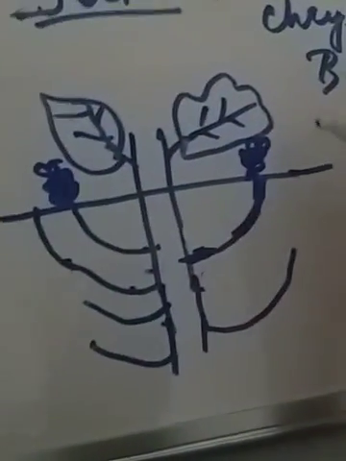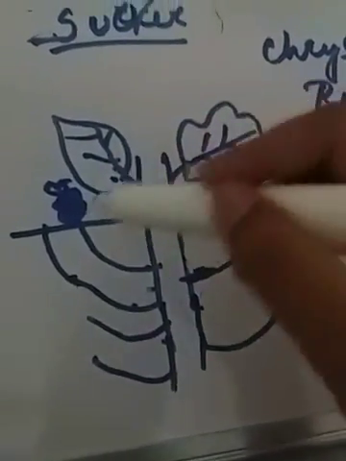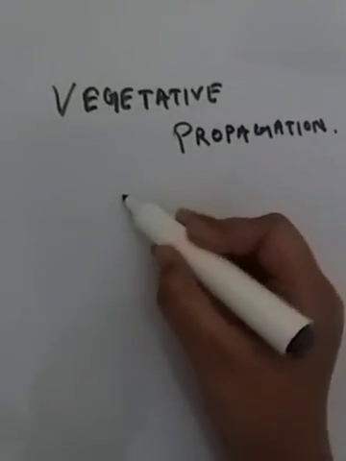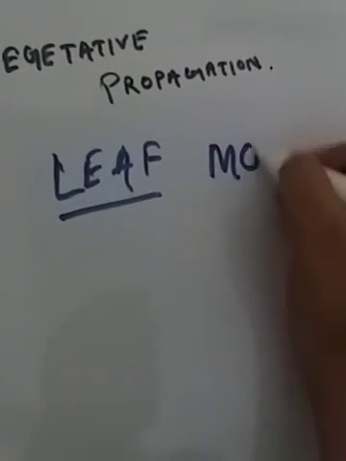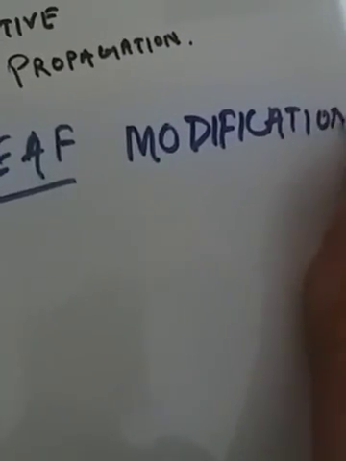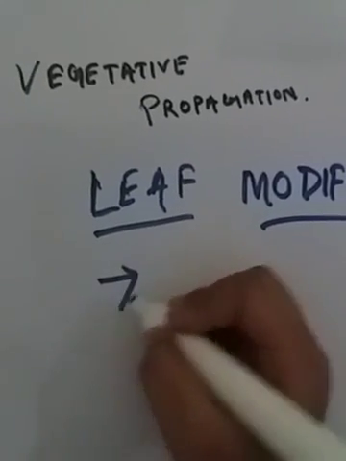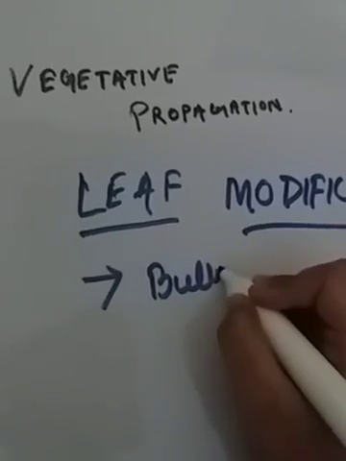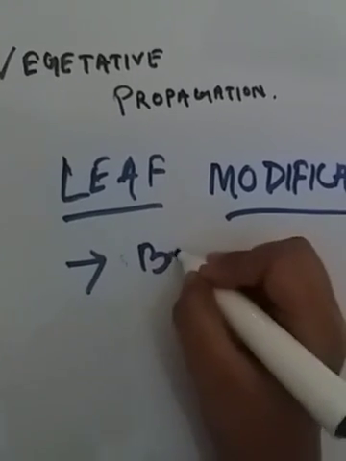Here again one small leaf or plant you may draw, and these are the two leaves. The sucker plant looks like this. This was the leaf stem modification. Now we'll see about leaf modification. The example is Bryophyllum and Kalanchoe.